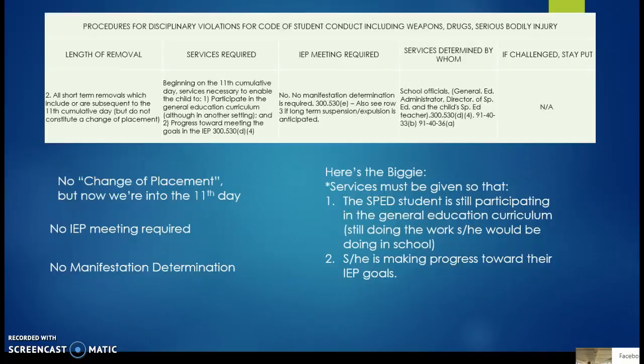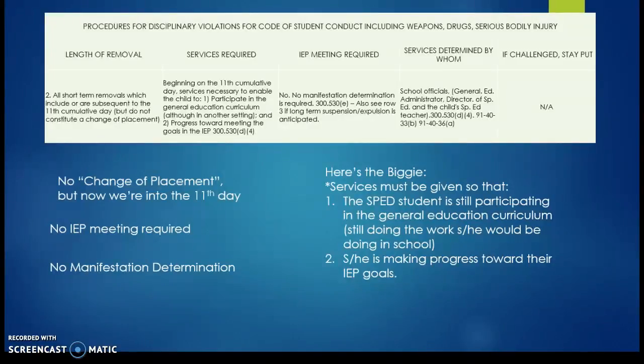If they are, then we need to look at doing an FBA or a behavioral intervention plan to help the student learn how to deal with this type of behavior. We also need to look at the length of each removal, the total amount of time the student has been removed. This includes partial days, which are counted as full days. And we need to look at how close together the removals were to one another. If they were substantially close together, can this actually be termed a temporary change in placement?